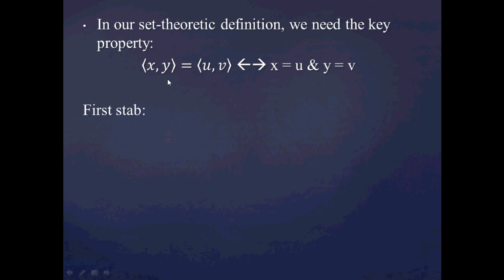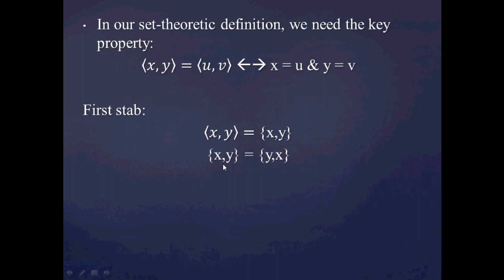So let's take a first stab at setting up some sort of set theoretic definition. Let's say we just define an ordered pair (x, y) as the set containing x and y. Now, what we said before in the previous slides is that we know this definition is not going to work, but let's go through why it's not going to work.